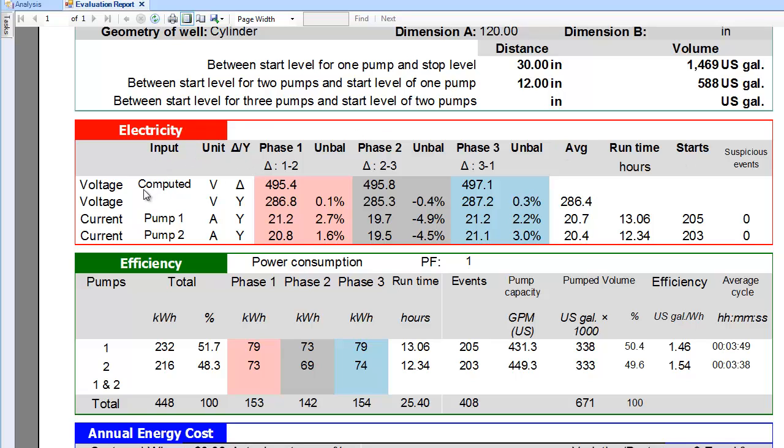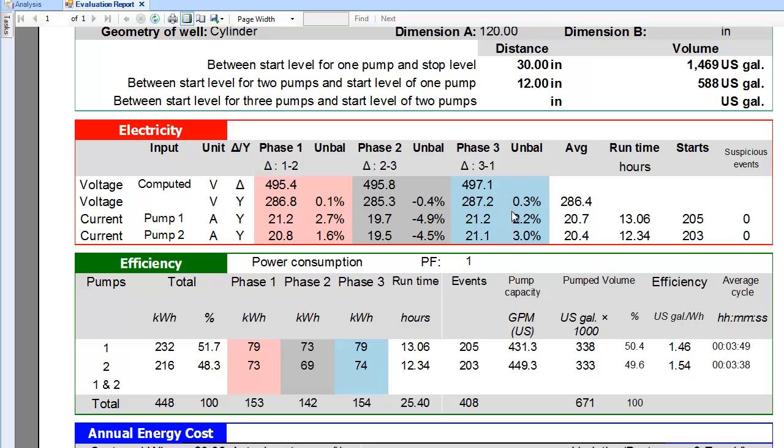On the electricity, we look at the computed voltage. It says the voltage was computed. That means that we actually used a step-down transformer and monitored this through Y connections. So this was the actual phase of each of the volts coming in. You know, 286.8 volts, 285.3, 287.2, and the balance, if it's unbalanced, by how much.